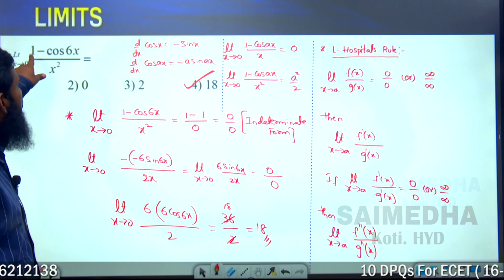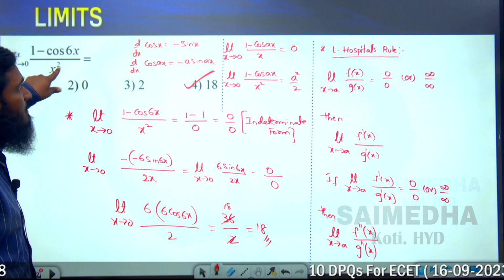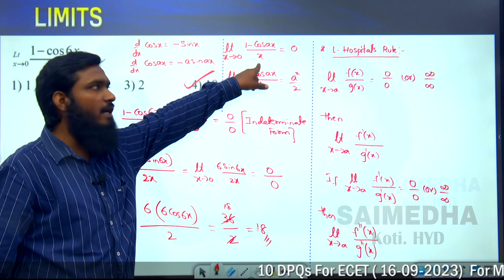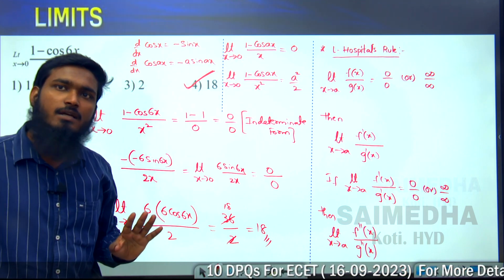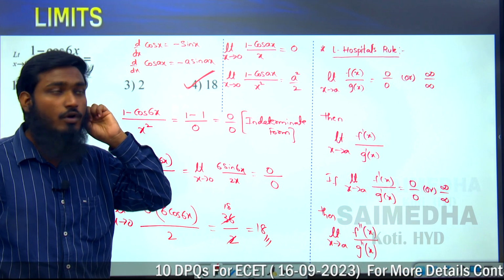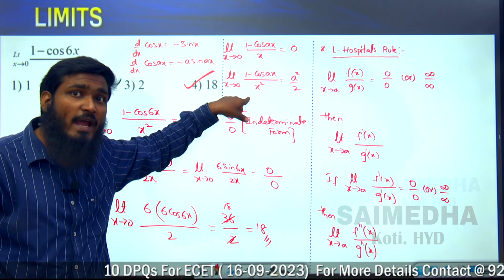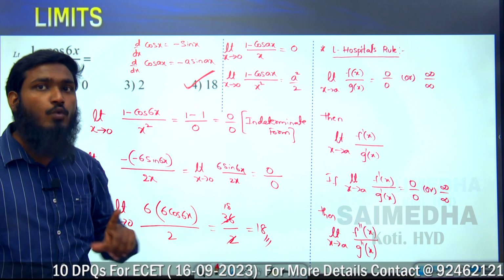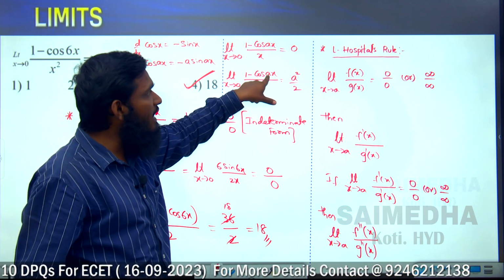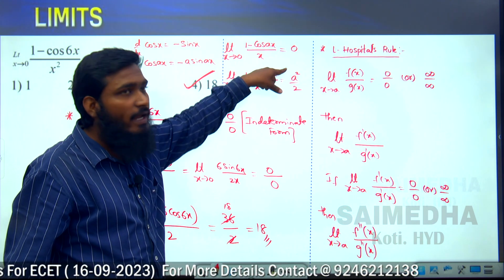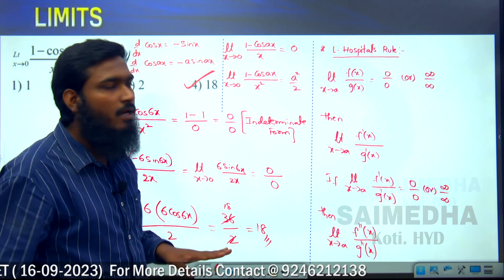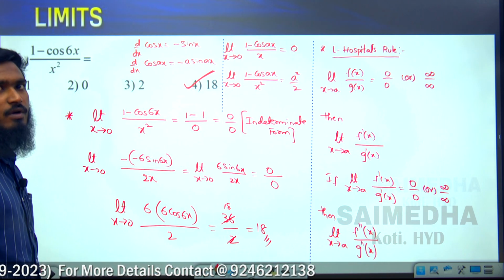Now listen carefully. For (1 minus cos ax) by x, if you have x in the denominator, then directly the answer is 0. But if in the denominator you have x square, then whatever the a value is, the answer is a square divided by 2. Understood? Let us check this shortcut and apply this concept.